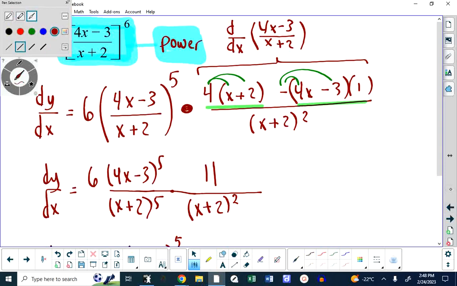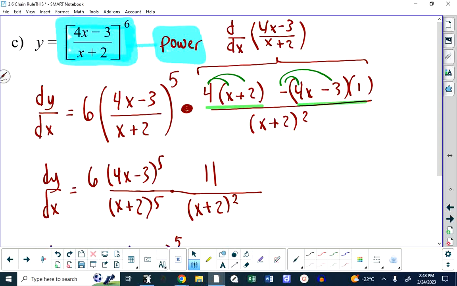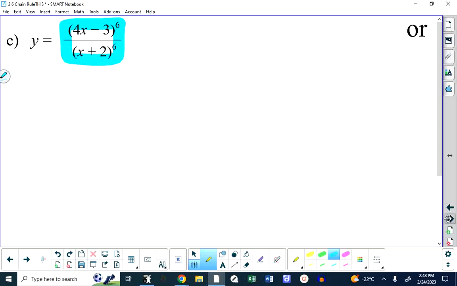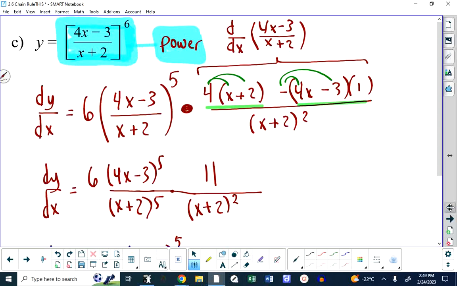This is a power. That's a power. What is it a power of? It's a power of a quotient, but it's a power. This is a quotient. First and foremost, it's a quotient. It's a quotient of two things. It happens to be a quotient of two powers, but it is a quotient, which means instead of using the power rule, which I started off with here because it was a power, I'm going to start off with the quotient rule.